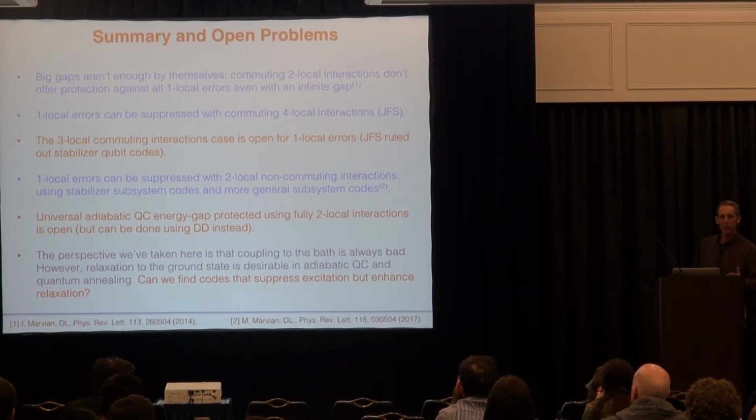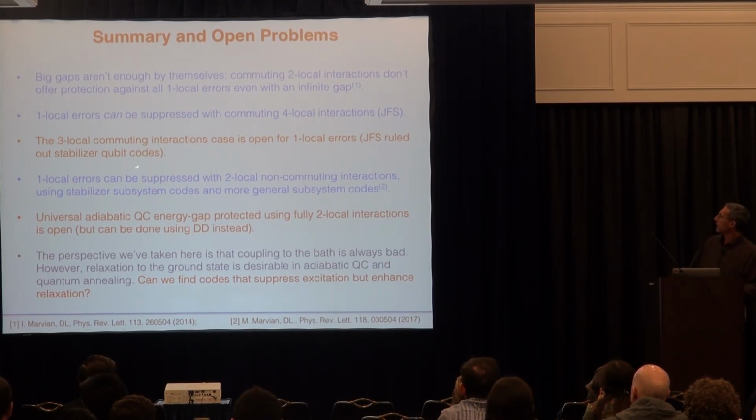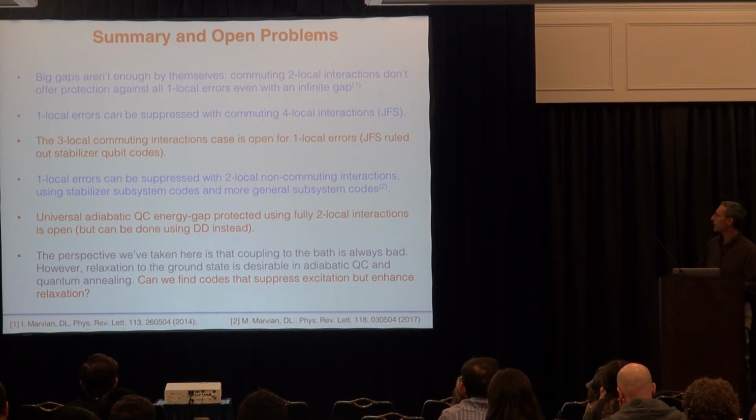However, we can suppress one local errors if we go from two local interactions to four local interactions. And that was already shown by Jordan, Farhi, and Shor. It's interesting that they also ruled out three local interactions, but only in the context of stabilizer subspace codes with qubits. So as far as I know, the problem of protecting against one local errors with three local commuting interactions outside of the stabilizer subspace code framework or allowing qudits, that's still open. So that maybe is low-hanging fruit for someone to pick.